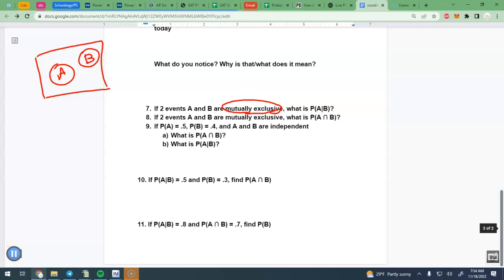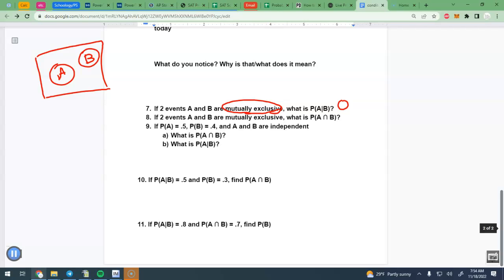So, probability of A given B. So what that means is I know B is true. So I know that I am in the B circle. If I know I'm in the B circle, what's the probability that I'm in the A circle? 0. So that's like saying I know you're in AP stats first hour. What's the probability you're in biology first hour? It's 0, right? Because there's no overlap. You can't be in both. So that one's 0.